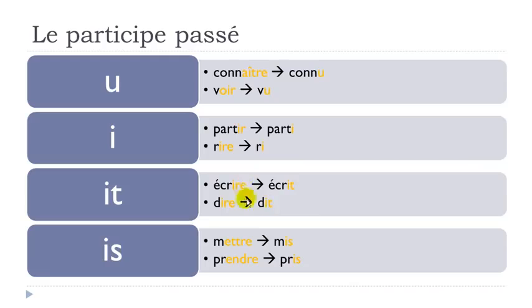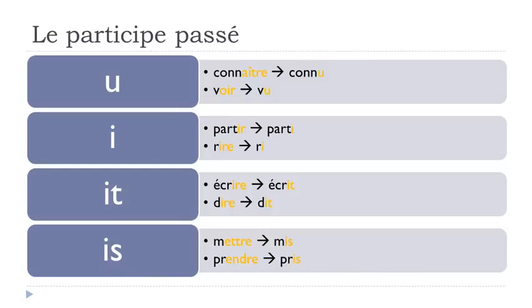Ire will become it. Écrire, to write, will become écrit. Remember that phonetically this final t doesn't exist, so the sound will be only this i. Écrit. Dire, ire, will become it. Dit. Phonetically, same thing here, you don't pronounce the final t. Mettre, ettre, will become is. Final s not pronounced, so mettre, to put, mis. Prendre, endre, will become is. Same thing here, final s not pronounced, so prendre, pris.